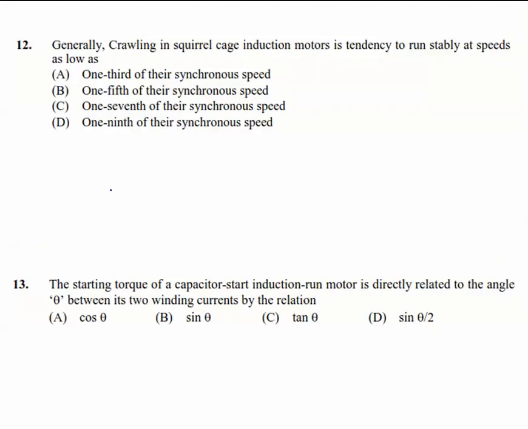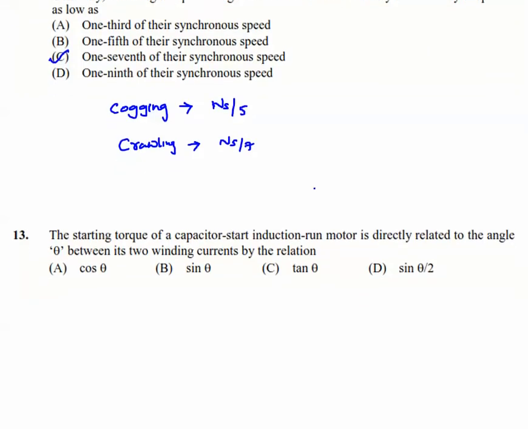And the next question: generally crawling in a squirrel cage induction motor is a tendency to run stably at speeds as low as 1 by 7th of the synchronous speed. Suppose if they ask for cogging, it is nothing but magnetic locking, and it is going to happen at 1 by 5th of the synchronous speed. And crawling is at 1 by 7th of the synchronous speed here.